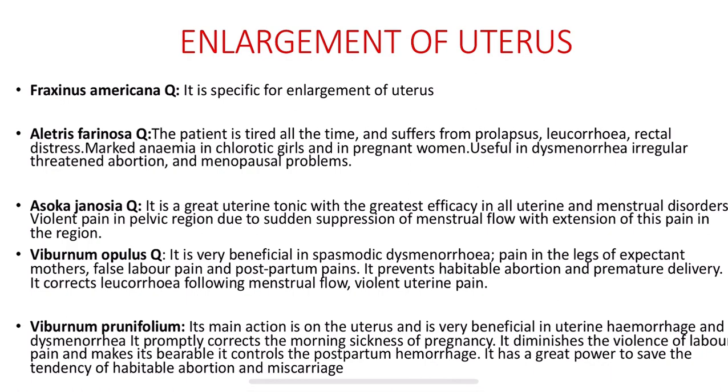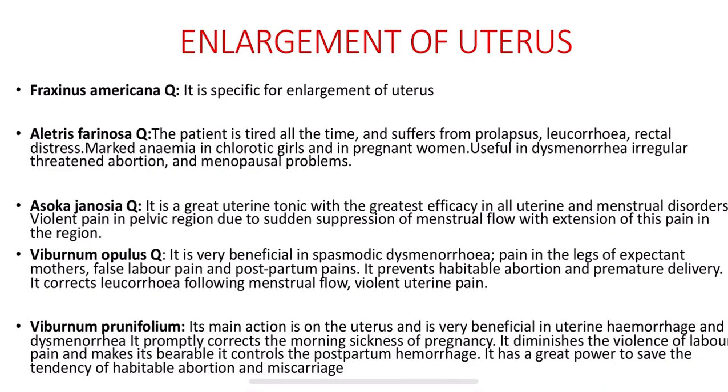There is violent pain in the pelvic region because of the sudden suppression of menstrual flow. And also this pain is going to extend in the region. Then we have Viburnum opulus mother tincture, which is beneficial in spasmodic dysmenorrhea. The pain during the menses is in the legs, and also in the expectant mothers, the false labor pain and postpartum pains can be seen.